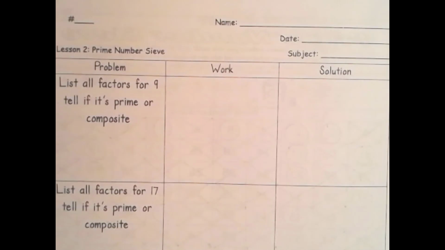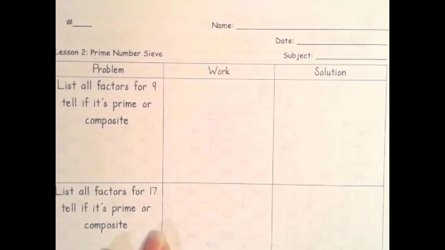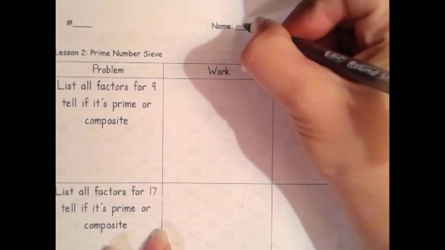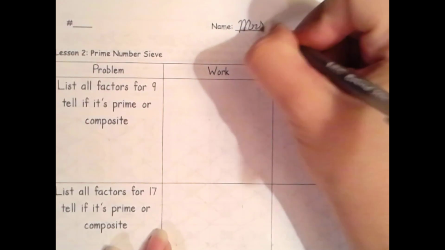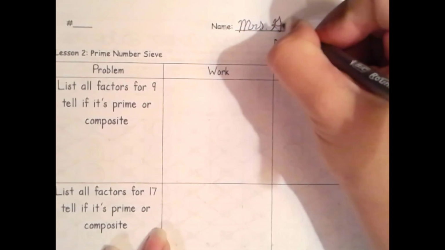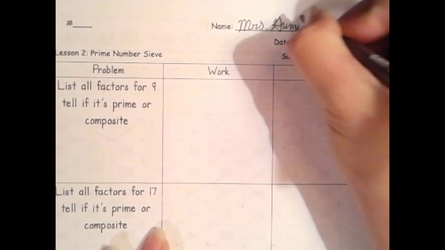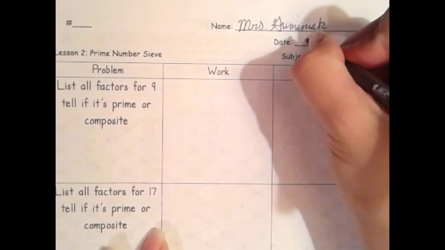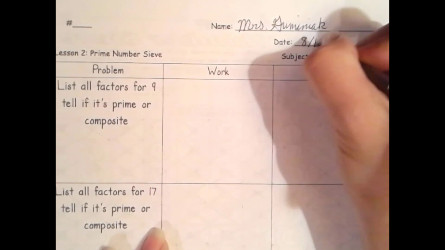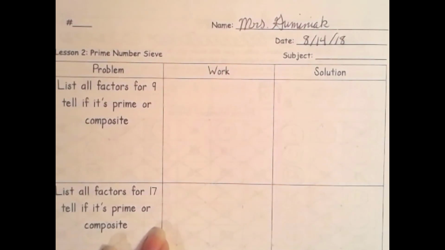Okay, this is part 2 of lesson 2 on our prime number sieve. So first thing, always make sure you put on your heading, name, number, date, first and last in cursive. So Mrs. Gominiak. Now you don't have to put the date I'm putting, you put the date for which you're actually doing these notes. But for me, that's 8/14/18. So whatever date you're working on these notes, you put that date.